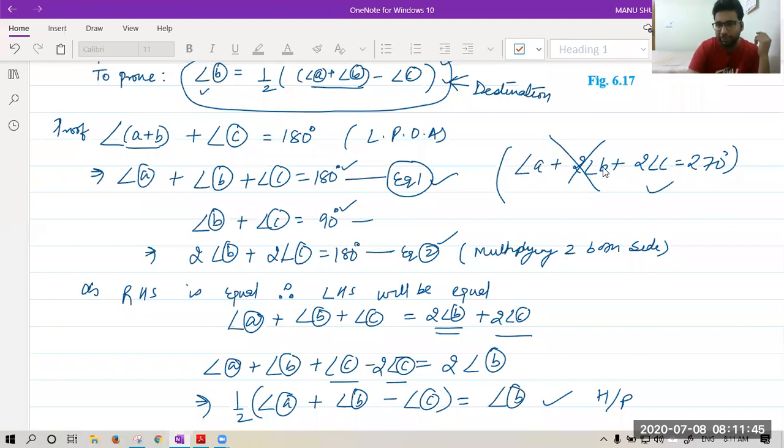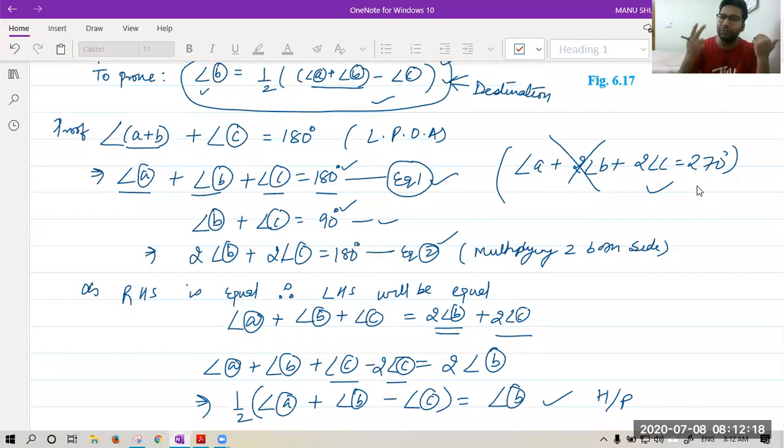Most of you got it. Let me repeat once again. The to-prove part is this one. Angle B equal to this thing we have to prove. I found that I have to eliminate angles. I don't want any angle like 90 degrees, 180 degrees. So I started with this statement first: angle A plus B plus C equal to 180. Why? Because of linear pair of angles. The second statement was given to me: angle B plus C equal to 90 degrees.